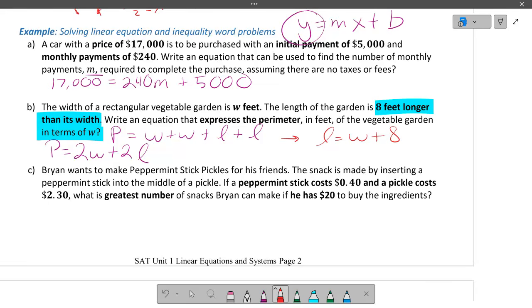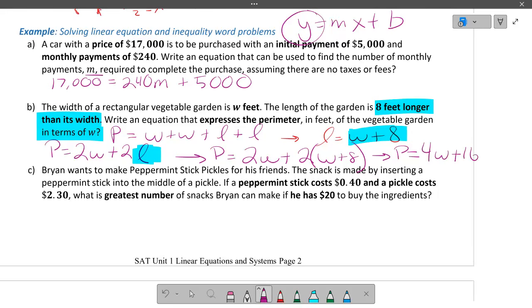So now I can take this L and replace it with this expression. That gives me perimeter equals 2W plus 2 times W plus 8. And then we can simplify that equation. We can distribute. P equals 2W plus 16, giving us 4W plus 16. So that gives us an equation that expresses perimeter in terms of W. There's no other variable. We've got the perimeter and just the variable W.